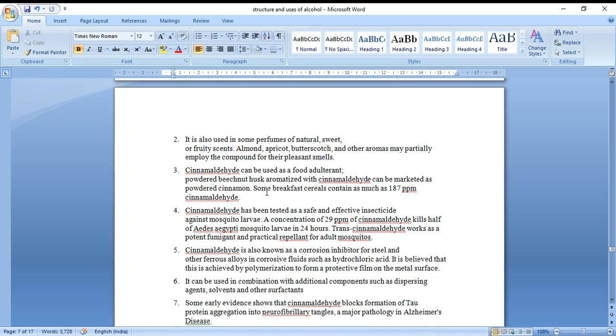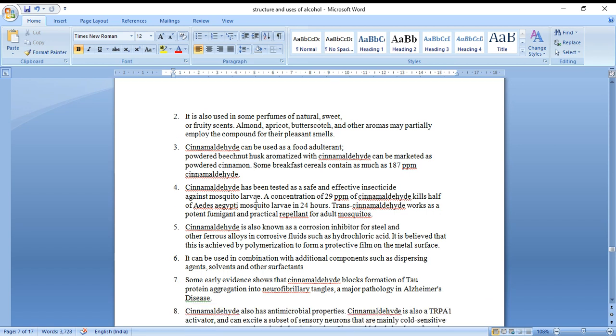Cinnamaldehyde can be used as a food adulterant, and powdered beech husk aromatized with cinnamaldehyde can be marketed as powdered cinnamon. Okay, and this cinnamaldehyde has been tested as a safe, effective insecticide against mosquito larvae. So, in order to kill mosquito larvae, this can be used as an effective insecticide.